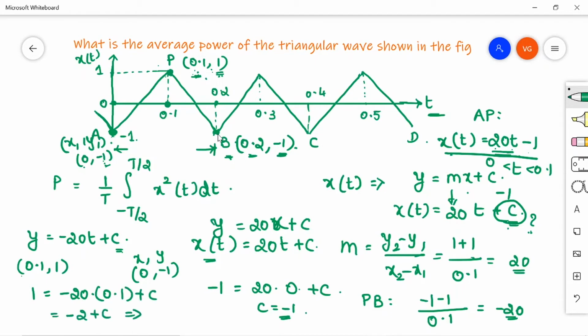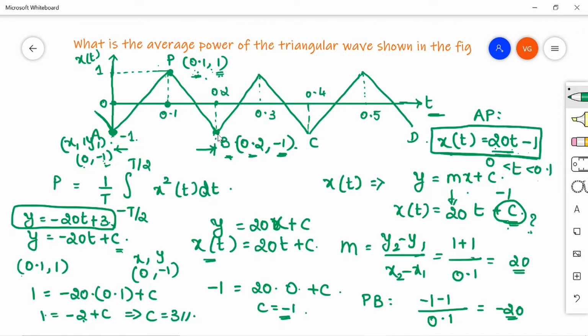So c will be, this minus 2 you take it to the other side, c is nothing but 3 here. So the second equation is minus 20t plus 3. This is defined for the interval t from 0.1 to 0.2. For t from 0 to 0.1, x of t is defined as 20t minus 1. So this is how we can write the equation for x of t.